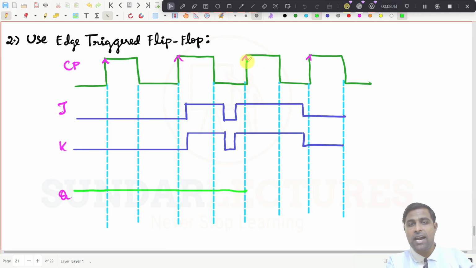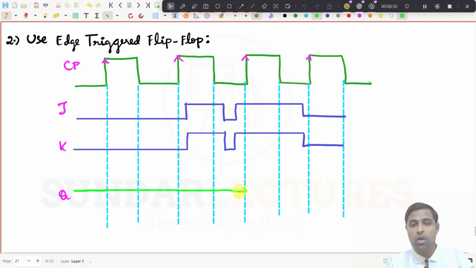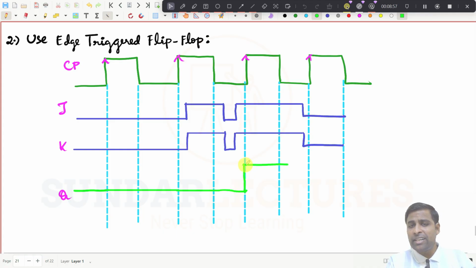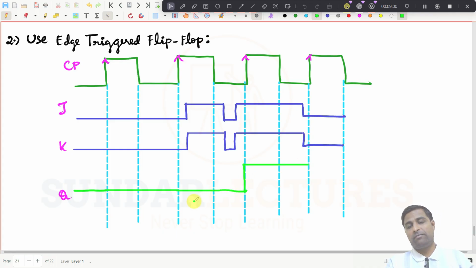Now you see here, at this clock, at this positive edge, J is equal to 1, K is equal to 1. So at this stage what happens? From 0 the output will toggle to 1, and it will be retained at 1 until this point. Try to understand. Until this point there is no change, because there is no positive edge coming in the clock pulse. But at this point J is equal to 0, K is equal to 0. Since it is 1 here, the output will be retained again, no change condition.